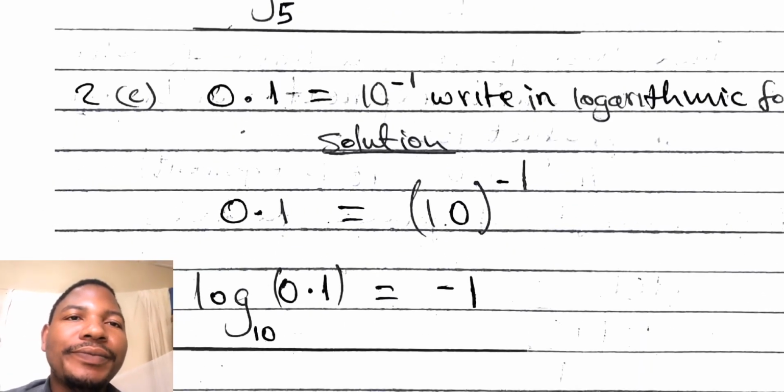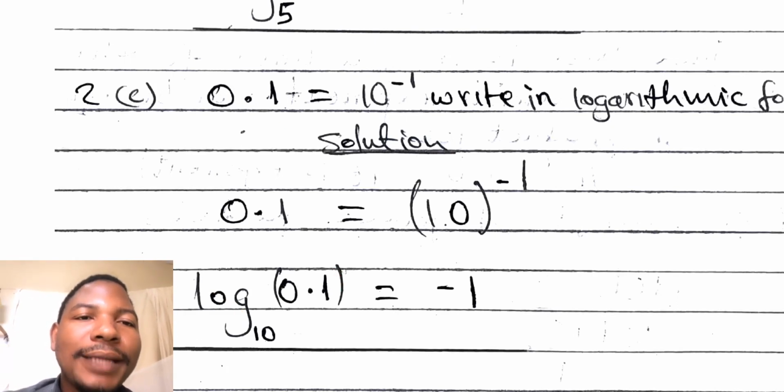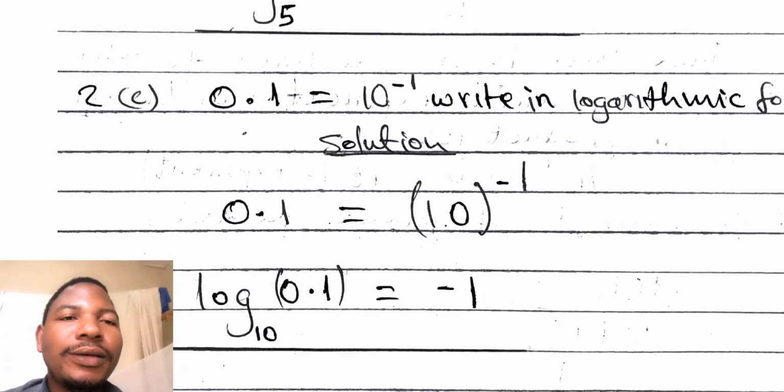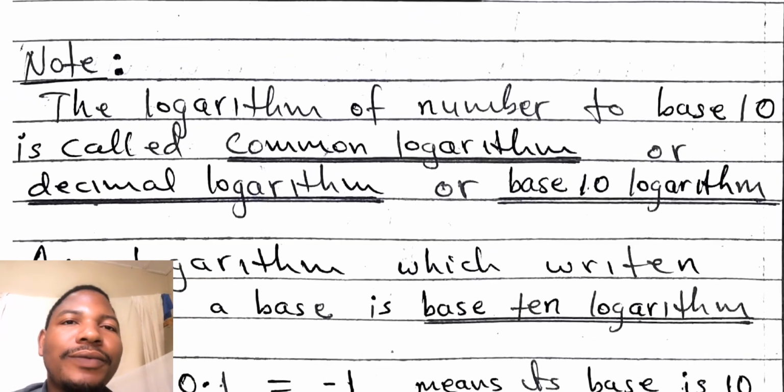Even this one, this is a product, this is a base, this is an exponent. So to write into logarithms, you have to write log, then product. What is the product? This one, 0.1. Base, what is base? It is 10, is equal to exponent -1. Also, it is very simple questions. But also, you have to take your notes that.